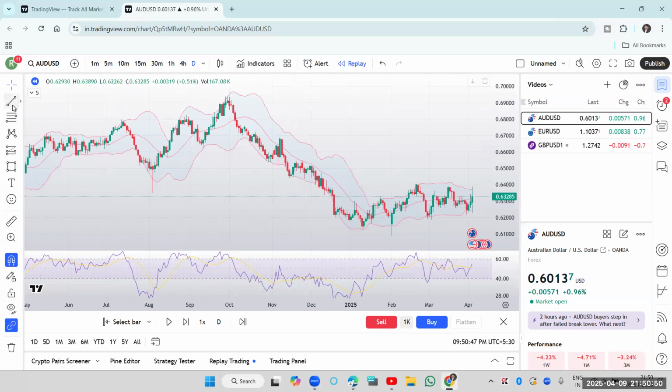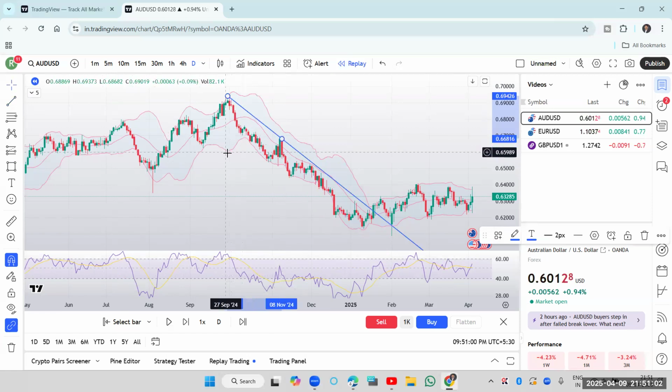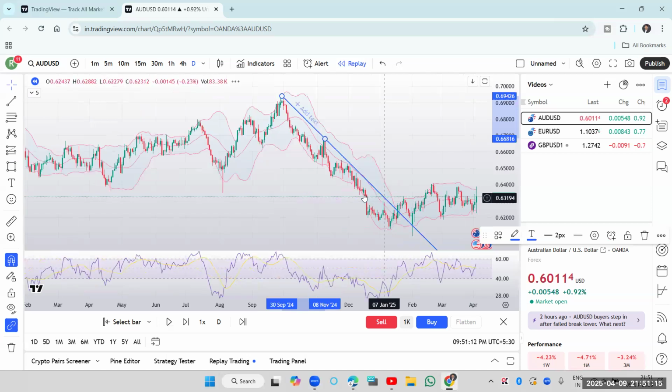I have a habit of marking trend lines, and I use the tops. I do not hesitate to pick the tops. So I will pick the high, which was somewhere on 30th September, and then I pick the next high. So this was the trend line. The trend line should be somewhere around 30 to 45 degrees. Please take note of this.